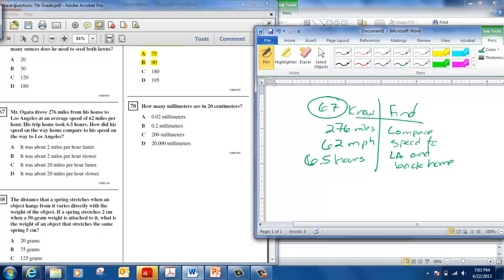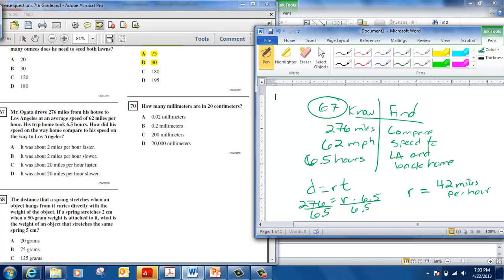So one of the ways you can do that is you can use your distance equals rate times time. So your distance is 276. You don't know what his rate is, that's what you're trying to find, but you know that he traveled 6.5. Okay? So I need to divide by 6.5, it's going to be 42. So 42 miles per hour.